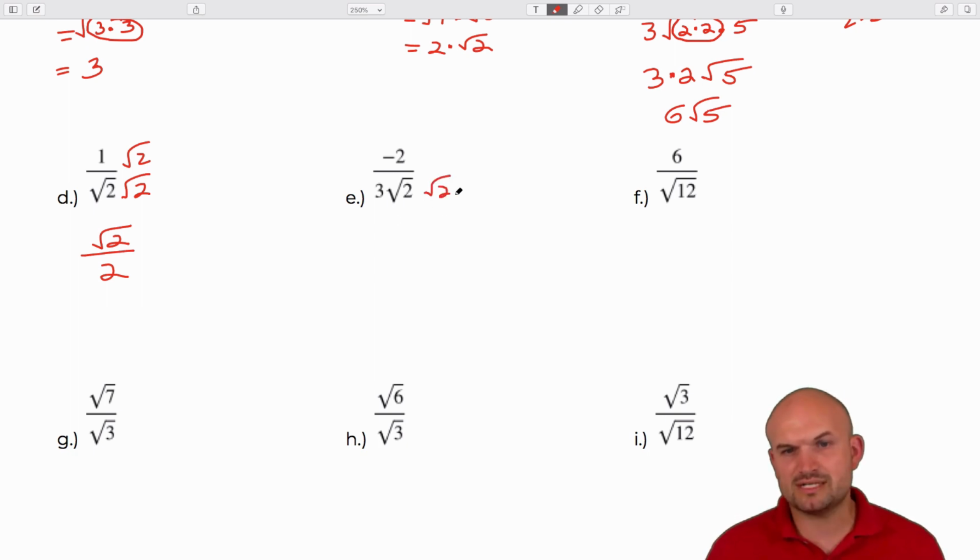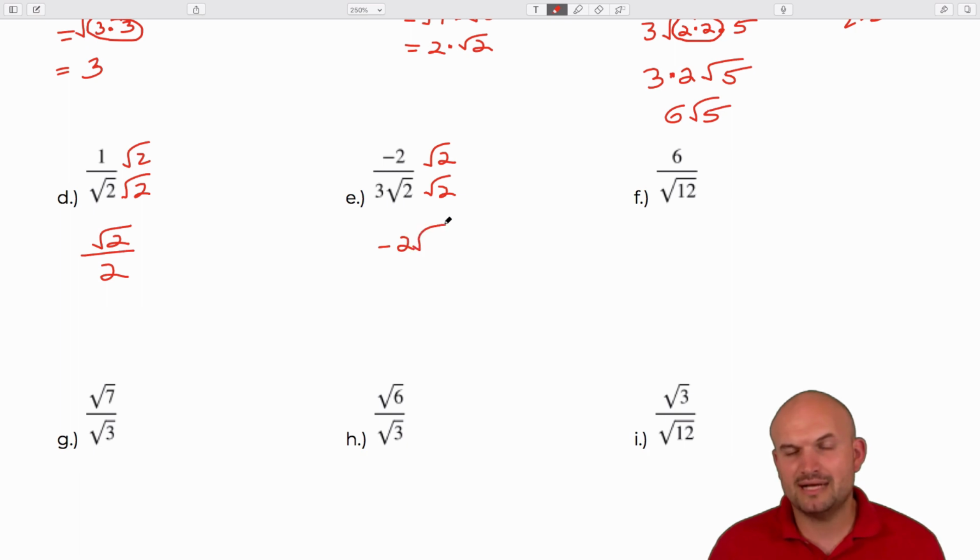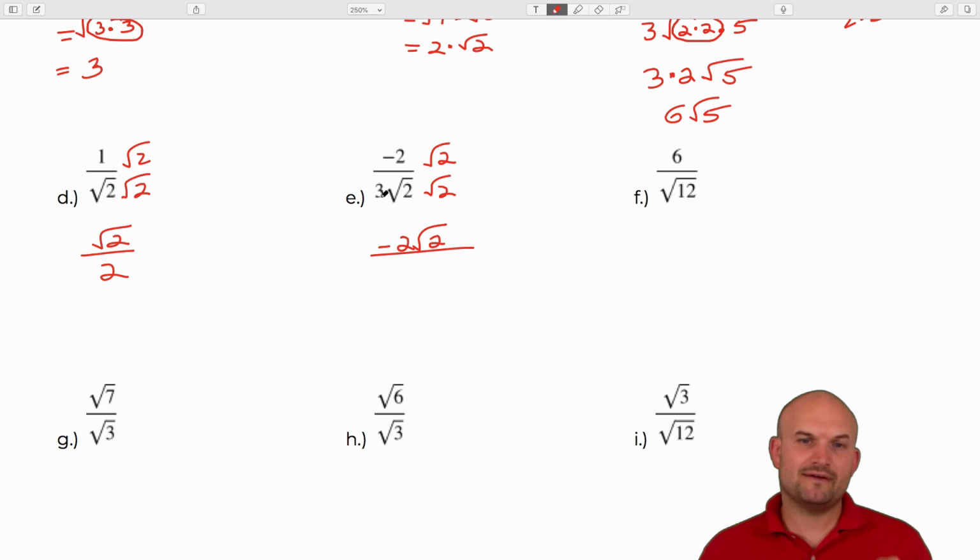Rationalizing the denominator, we just multiply what's under the radical, because that would get rid of the radical in the denominator, which would give me the square root of 3. So we can't multiply a number outside of a radical inside of a radical, so the numerator remains the same.